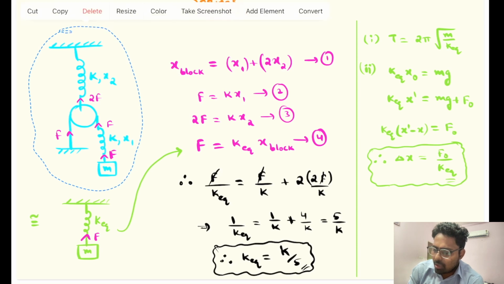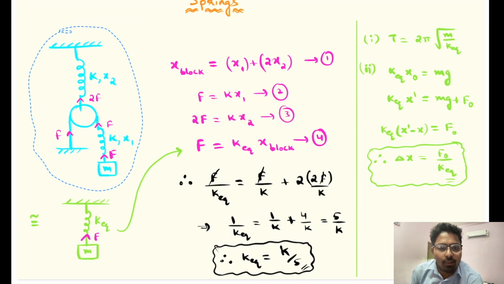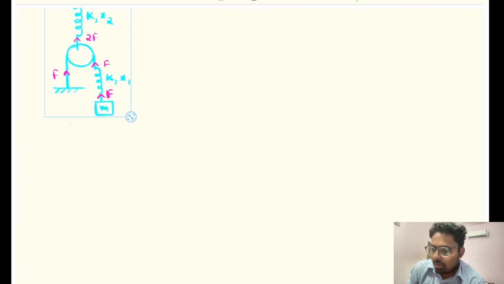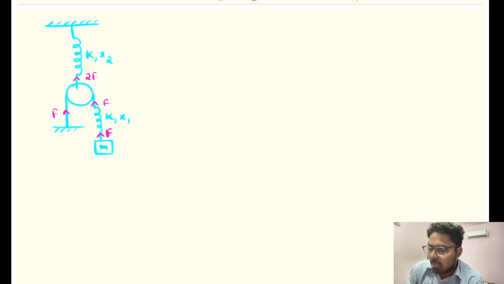So here also I'll try to take up the same question, whatever question I have given here, but I'll try to solve it and find the equivalent in a different way, relatively the easiest and best method also. So I'll try to find the equivalent spring constant.